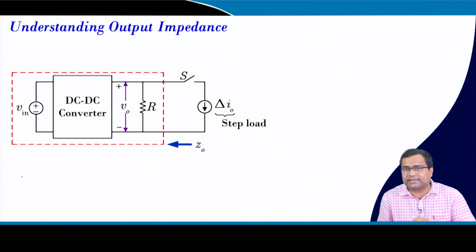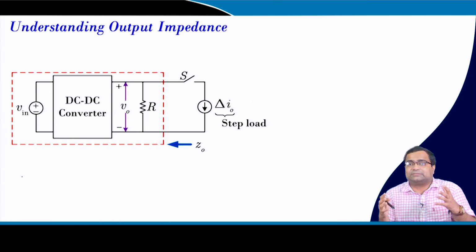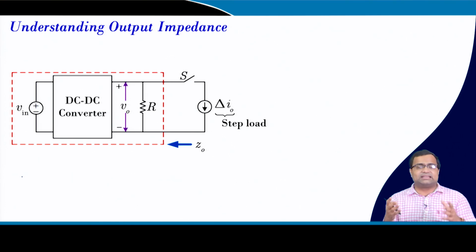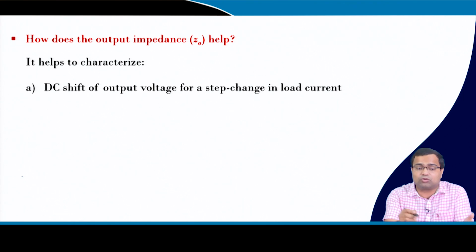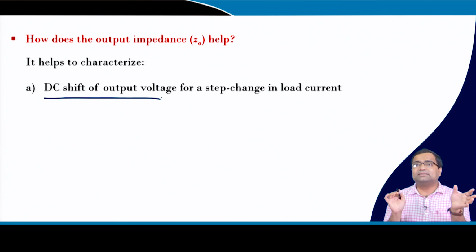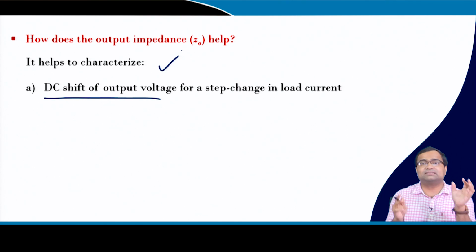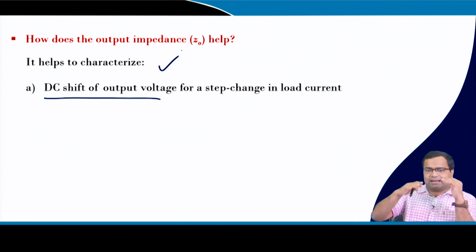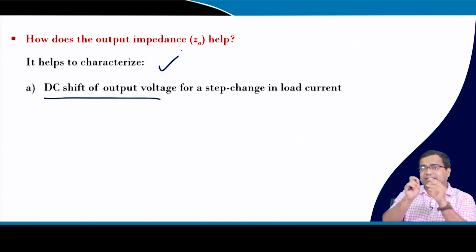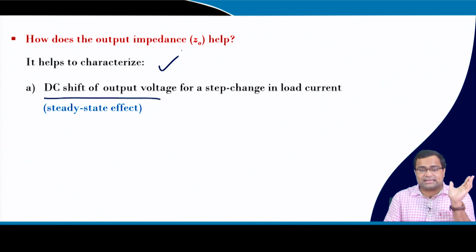Output impedance gives us the flavor of load transient response. That means we can predict the load transient response by looking at the output impedance. How does it help? It characterizes, if there is a load step change, whether there is any DC shift. In fact, we discussed this using a case study in lecture 13, when we talked about a practical voltage source. If there is a DC shift, it indicates there is an internal DC resistance.